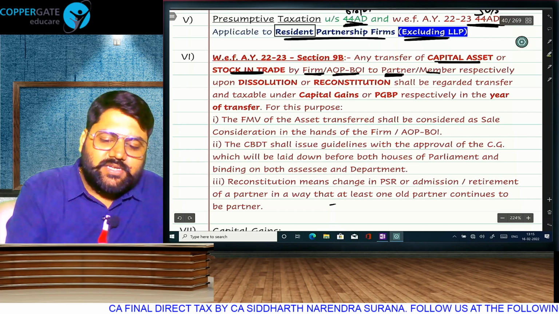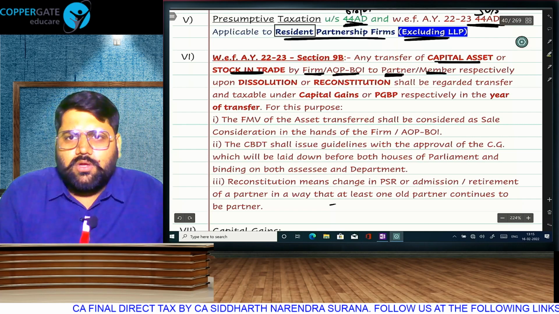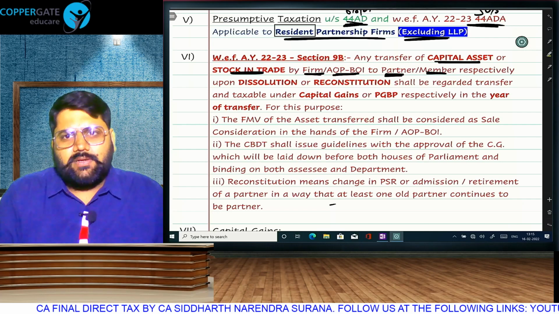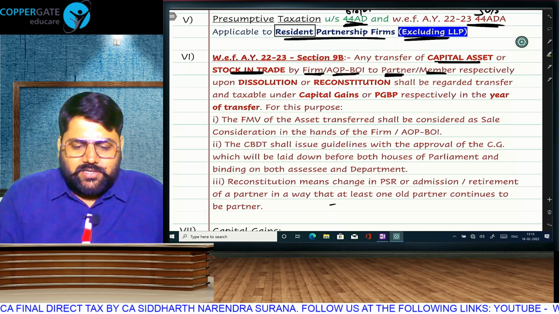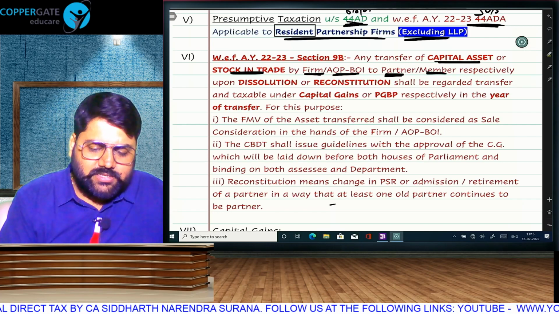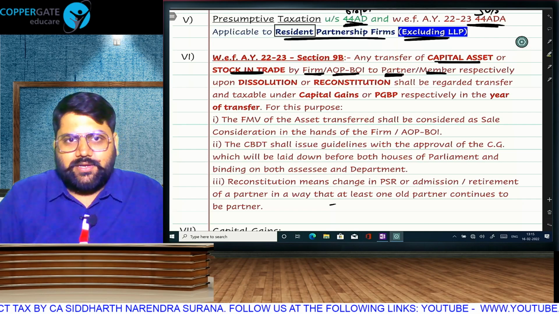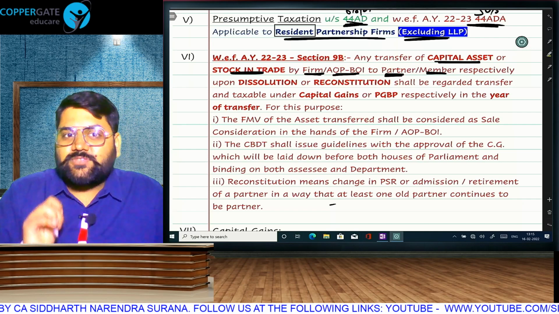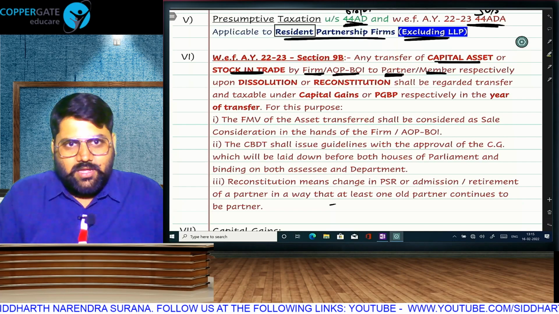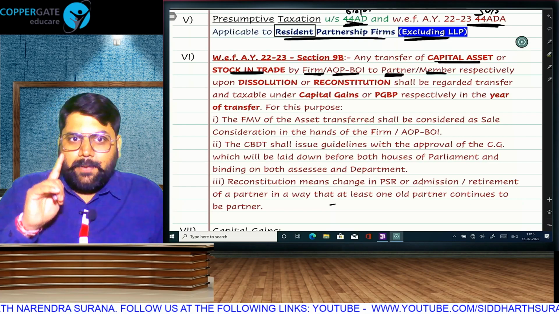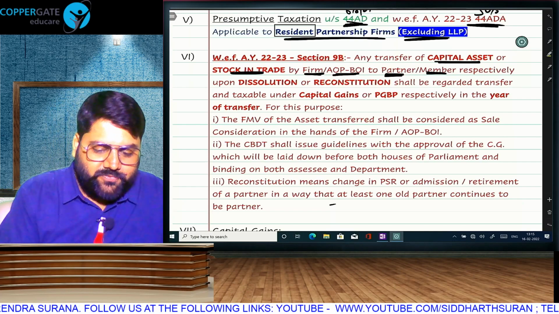And this same provision is applicable to AOP BOI also. AOP BOI will transfer to member. So two assets are being transferred. Which two assets? Capital asset or stock in trade. Who are the two transferors? Firm and AOP. And who are the two receivers? Partner for firm and member for AOP.